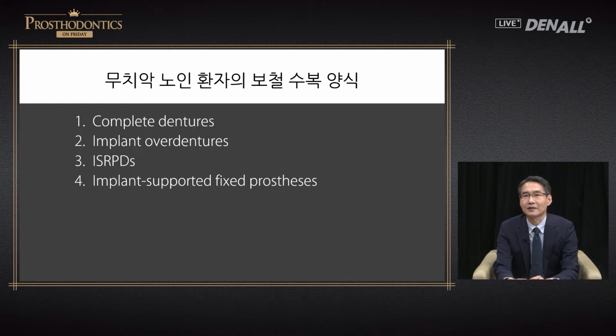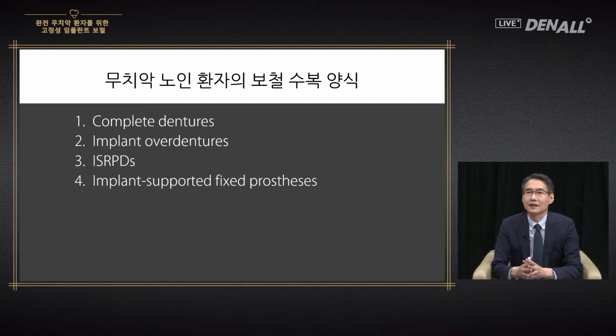There are many restorative options: complete denture, implant overdenture, which uses a few implants, and IARPD, implant-assisted RPD, which is RPD supported with a few implants. This has received the limelight these days. Today, I'm going to talk about placing multiple implants and providing fixed prosthesis for these patients.